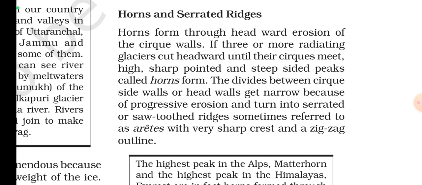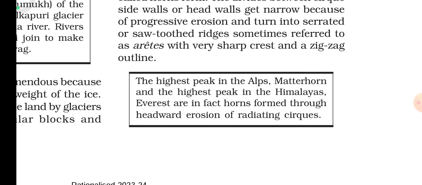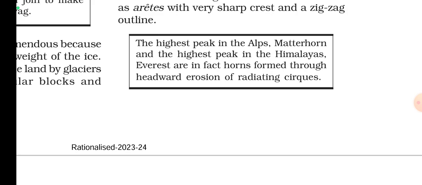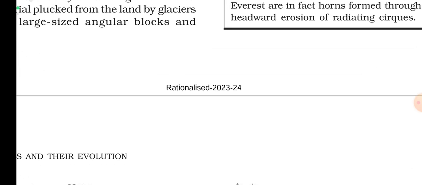If three or more radiating glaciers cut headward until their cirques meet, high, sharp pointed and steep-sided peaks called horns form. The divides between cirque side walls or head walls get narrow because of progressive erosion and turn into serrated or sawtooth ridges, sometimes referred to as arêtes, with very sharp crest and a zigzag outline. The highest peak in the Alps, Matterhorn, and the highest peak in the Himalayas, Everest, are in fact horns formed through headward erosion of radiating cirques.